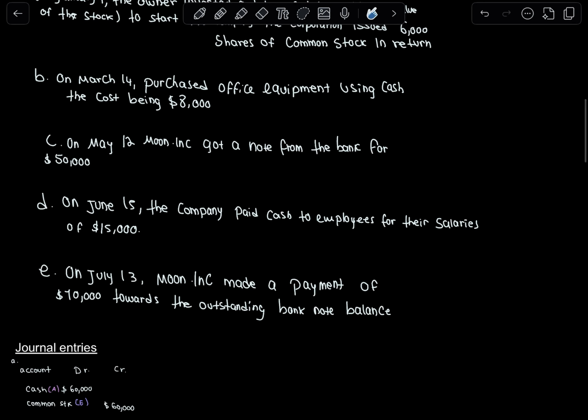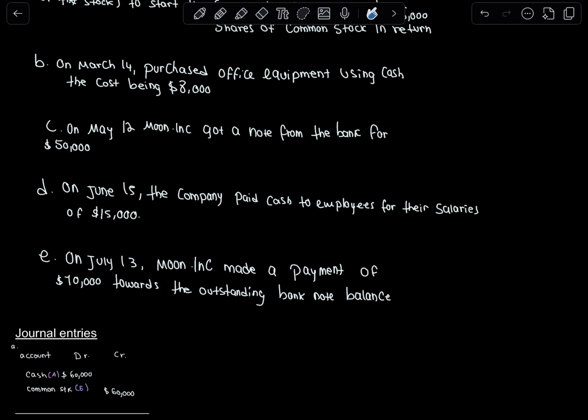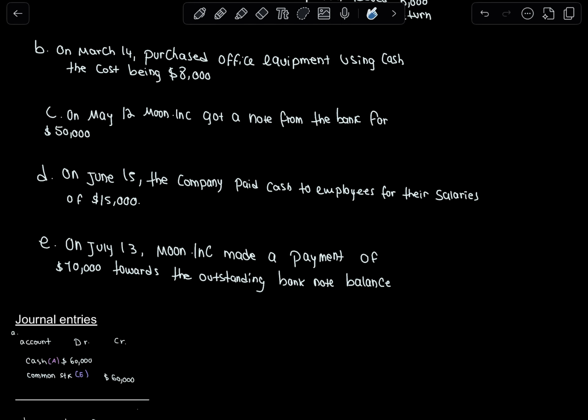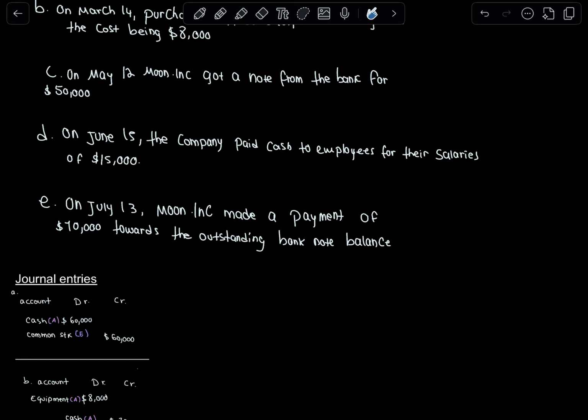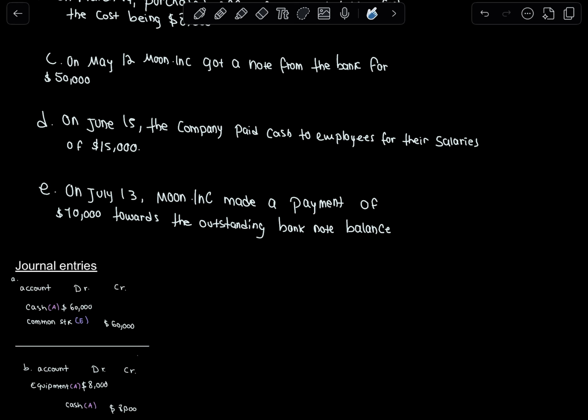Transaction C. On May 12, Moon Inc. got a note from the bank for $50,000. This is a loan they took from the bank. Transaction D. On June 15, the company paid cash to its employees for their salaries, and this amount being $15,000. Transaction E. On July 13, Moon Inc. made a payment of $10,000 towards the outstanding bank note balance.